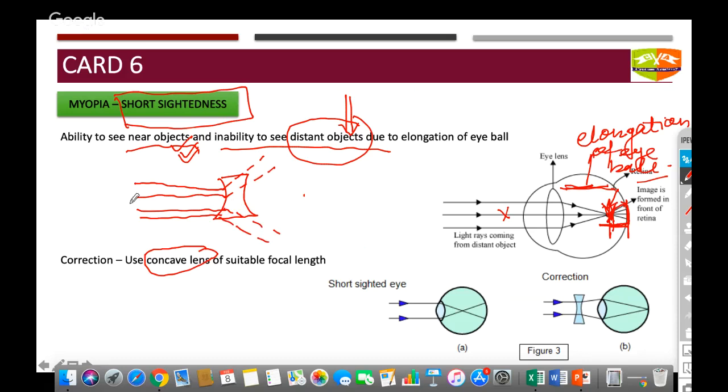Due to the divergence, a virtual image would be formed here. And as this virtual image is formed here, this image will act as an imaginary object for the eye lens. As the distance between the object and the eye lens has been reduced due to the use of this concave lens, the eye lens will read this object as a nearer object and will be able to form the image on the retina properly. So what this concave lens is doing is decreasing the distance between the object and the eye lens.